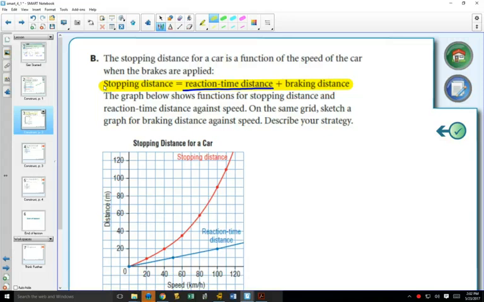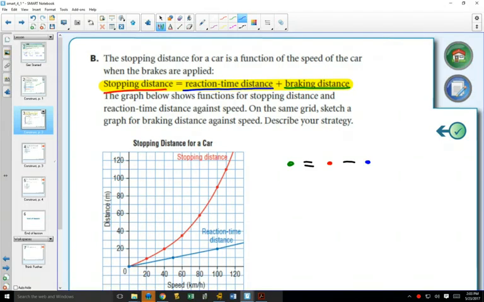This is your stopping distance in red. So they've given you this part of the formula in the red graph. How am I going to show my braking distance? Well, if the red graph is equal to a blue graph plus a green graph that you don't have, can you see that you could get, I'll color code it, green would be equal to, does that make sense?